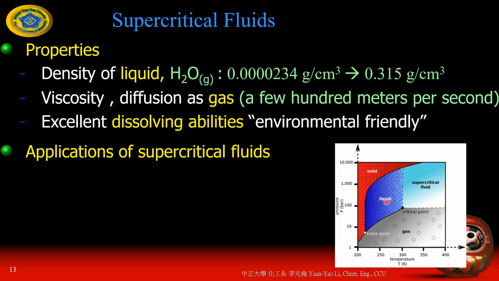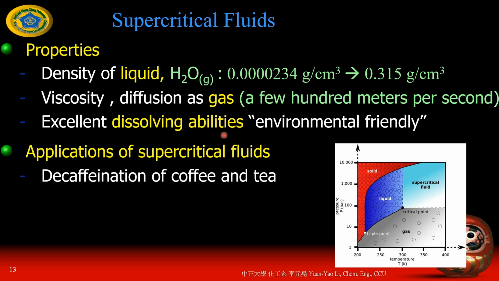For applications of supercritical fluid, we know it can act like a solvent. So it can dissolve things very well and very quickly. For example, decaffeination of coffee and tea. If you don't want coffee with caffeine, you can use supercritical fluid to remove caffeine. That's what we call decaffeination, right?